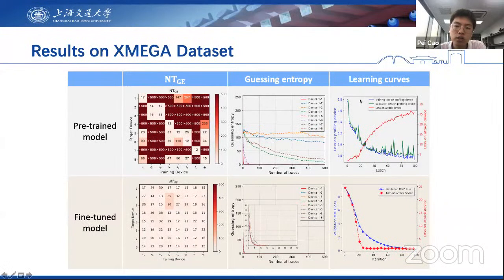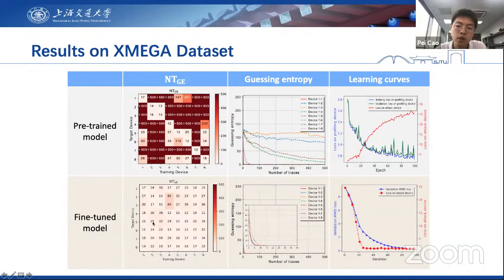We therefore draw the learning curves when we train the network. The red curve is the test loss on the target device. It's interesting that the test loss increases rapidly when we train the network, which means the model is already overfitted in the first few epochs. Unfortunately, this kind of overfitting is hard to identify because in realistic attacks, the attack traces are unlabeled and cannot be used to calculate the test loss.